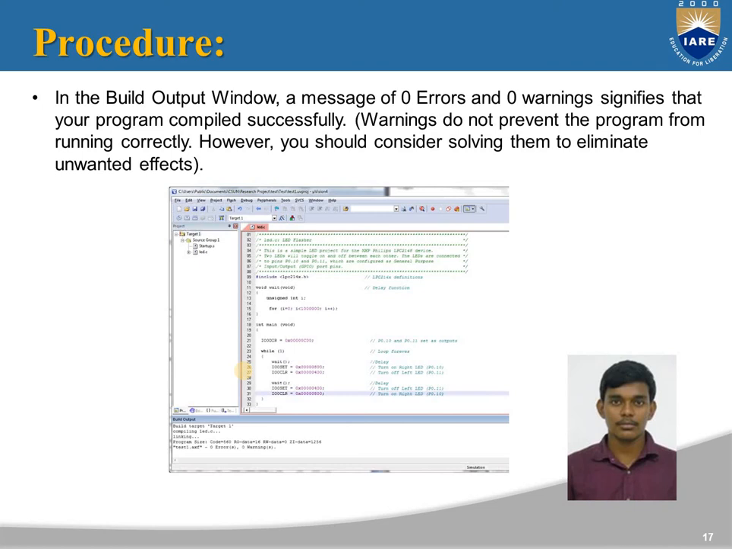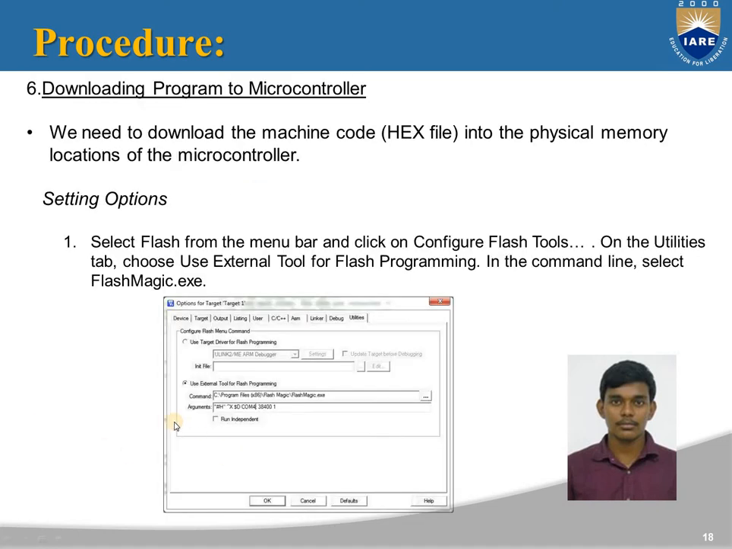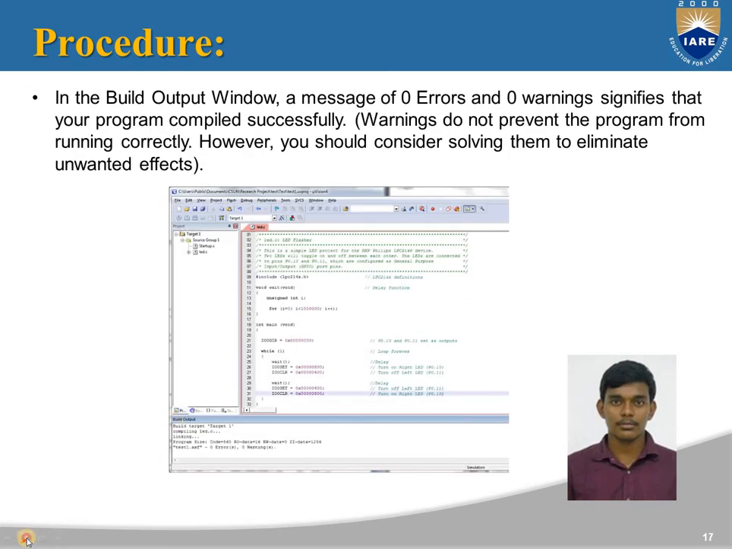As you can see in this slide, in the build output window, a message of 0 errors and 0 warnings signifies the program is successful. I will point it out with a pen. You can see here 0 errors and 0 warnings. That shows you that there are no mistakes in your code.